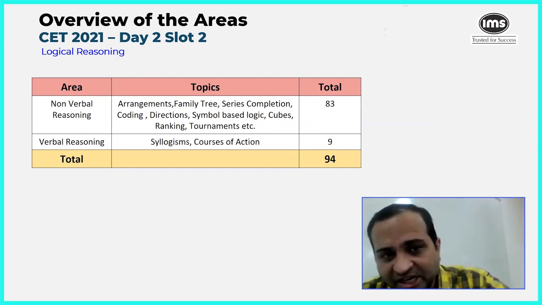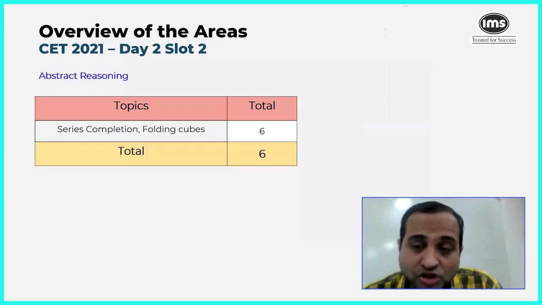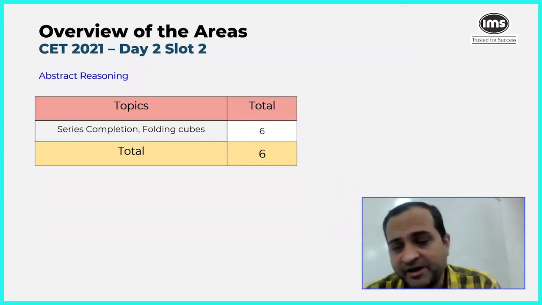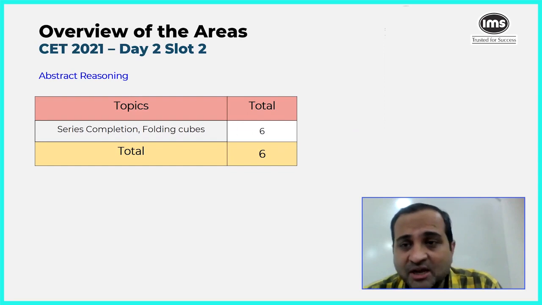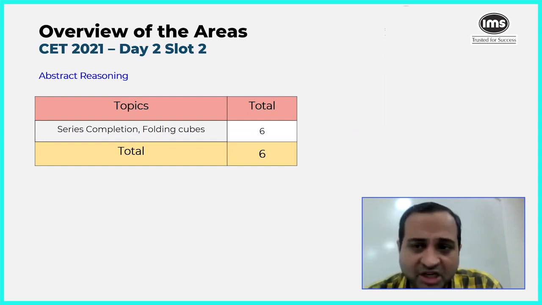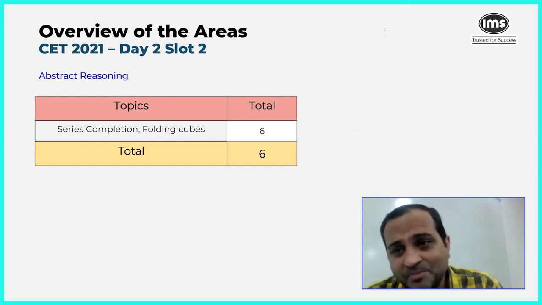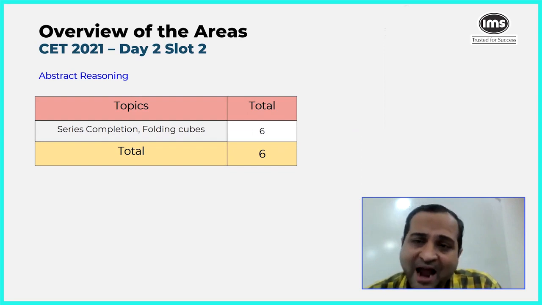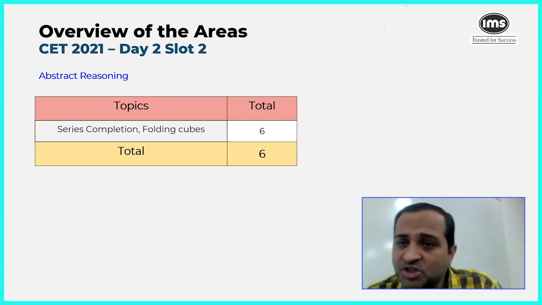Let us go on to the third section, which is visual reasoning, or we normally call it abstract reasoning. Only 6 questions compared to 25 which used to come in the previous years. But as I said earlier, very simple questions. Should have attempted 5 or all 6. There were 3 series completion questions, and folding the cube questions were 3. The pattern in which the series completion questions were asked was a little different, but I don't think that will make much of a difference because the questions were actually very easy.